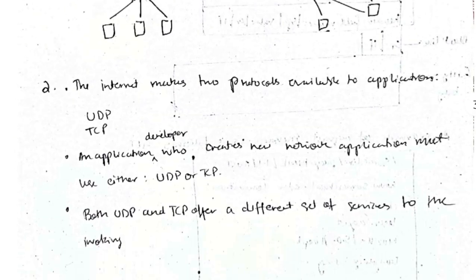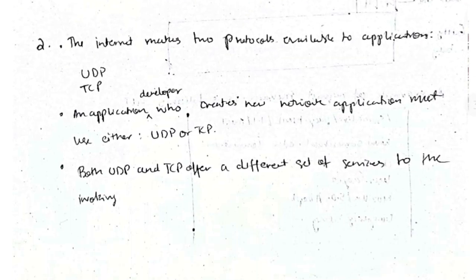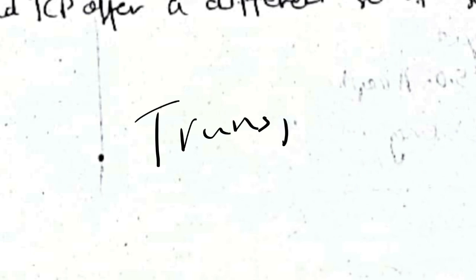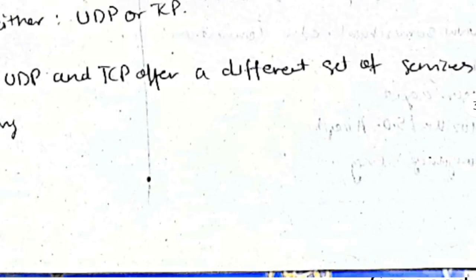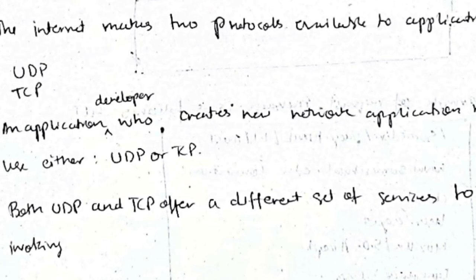Okay, and the next question is, what are the different types of transport services provided by the internet? So we have to see which are the transport services provided by the internet. What are the transport services? TCP and UDP. These are the two transport layer protocols. Let's see what are the services under each of these.